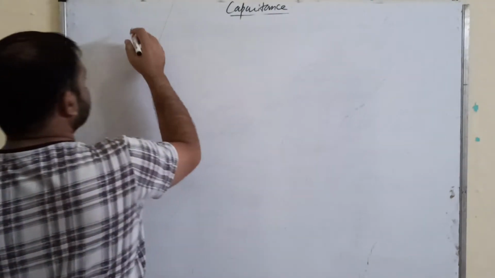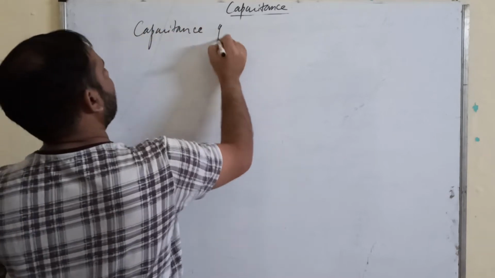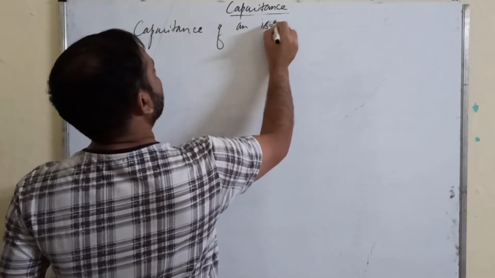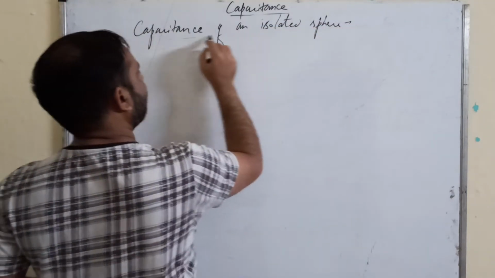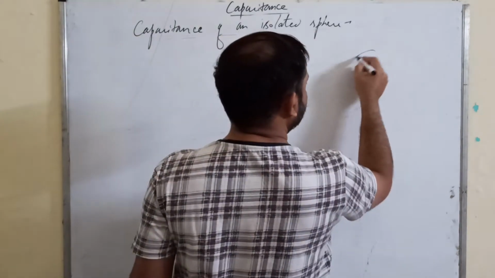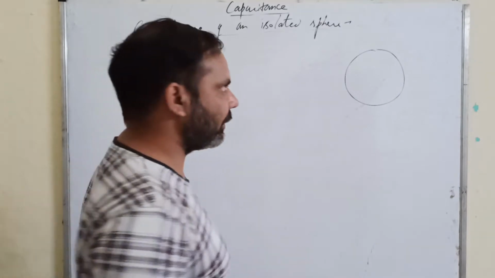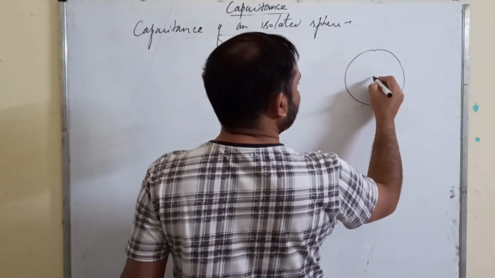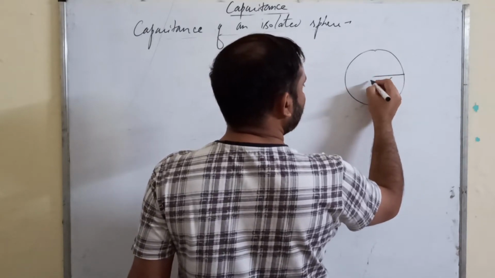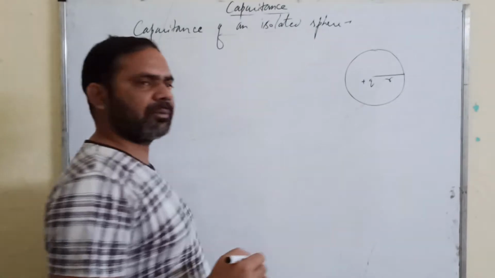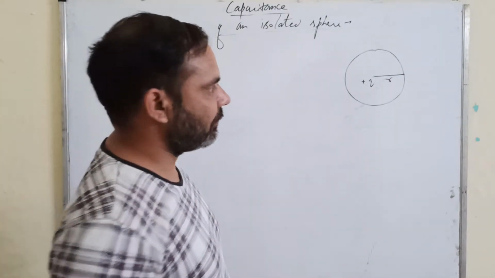Okay, next is the capacitance of an isolated sphere. Suppose we have an isolated sphere. Isolated means completely separate from its surroundings. We have an isolated sphere whose radius is r, and let us suppose that the charge at the center of the sphere is plus q. Then we want to find out the capacitance of this sphere.